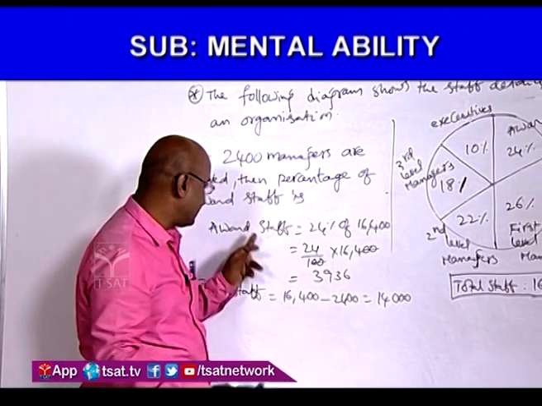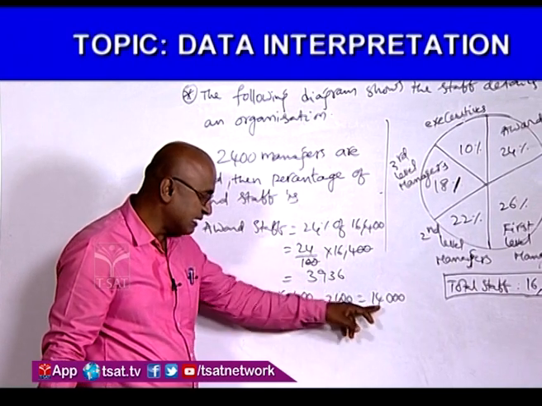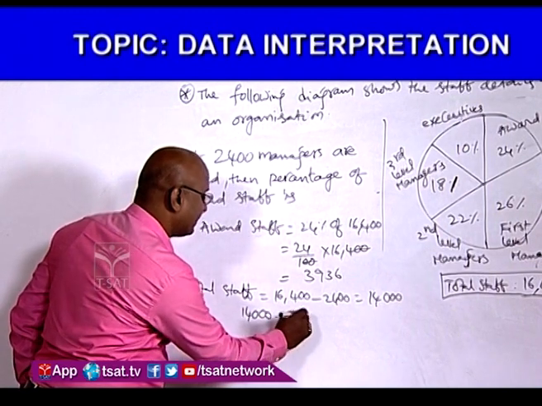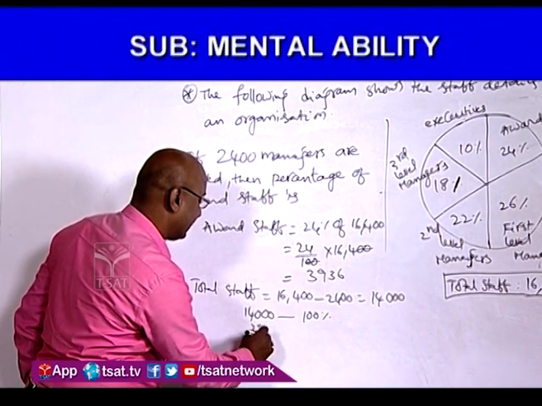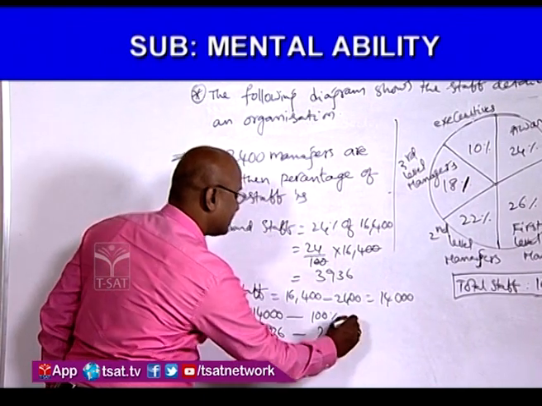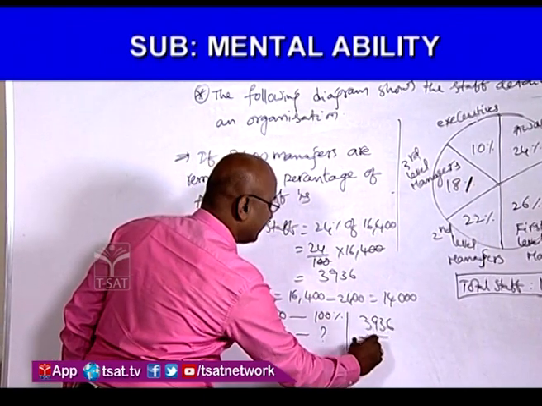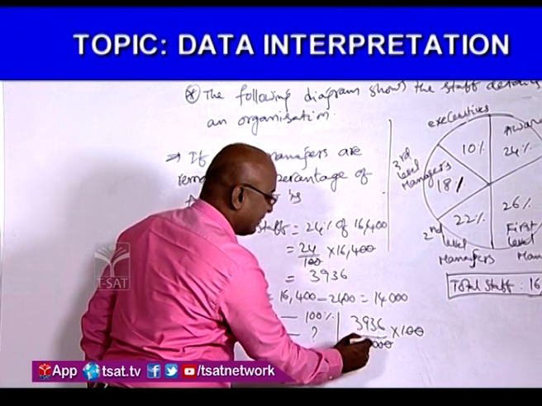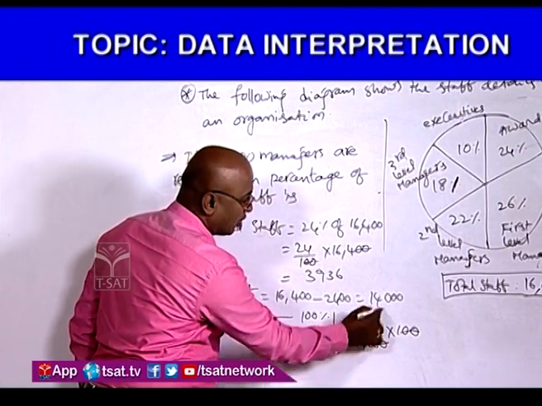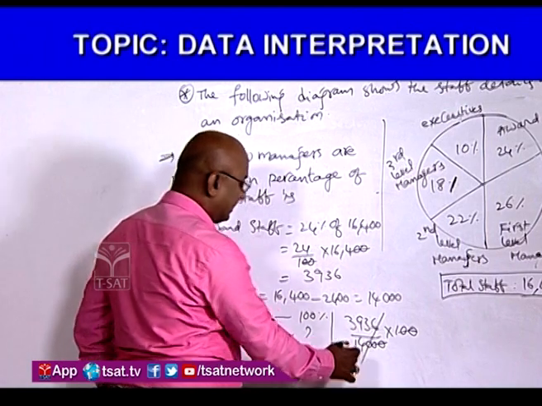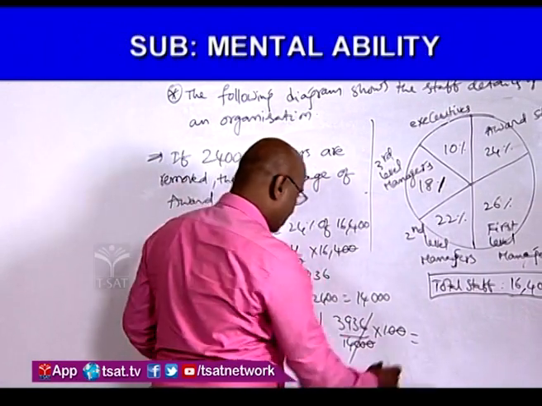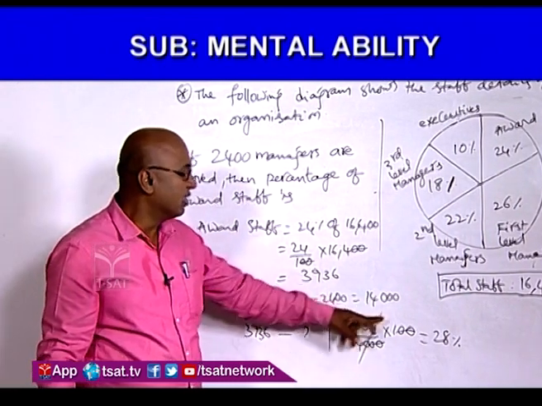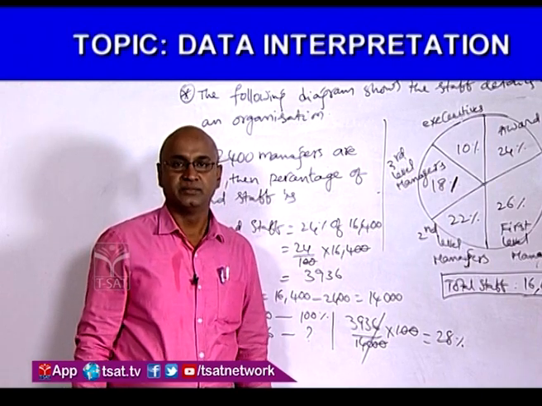Now, what is the percentage of this 3,936 in 14,000? Suppose 14,000 is equal to 100%, then 3,936 is how much? So 3,936 by 14,000 into 100, cancel two zeros. And when it is like this, you make the ones digit 0 and cancel it. Now 393 by 14, that is equal to 28%. So 14 twos are 28 and 11 into 30. So it is 28%.